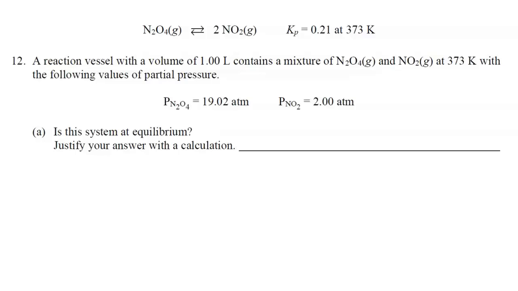Pressure of N2O4 is 19.02 atmospheres. Pressure of NO2 is 2.00 atmospheres. Part A: is the system at equilibrium? Justify your answer with a calculation.